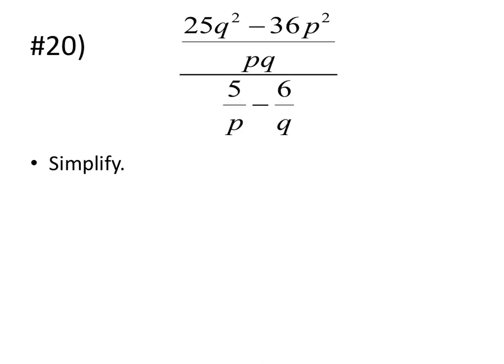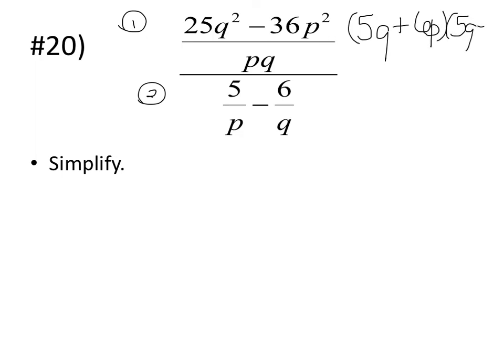All right, last one. Got 1 and 2. The numerator is one fraction, but do you notice this is difference of squares? So it would be 5q plus 6p times 5q minus 6p, all over pq, because I factored that.